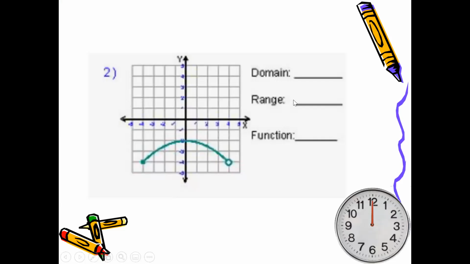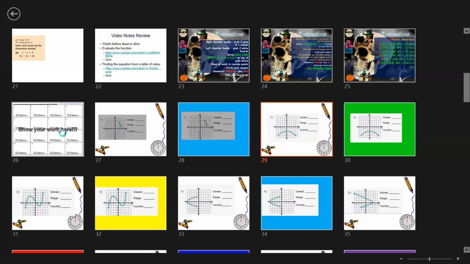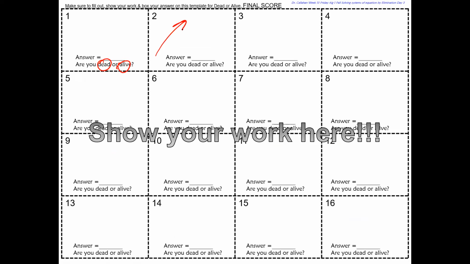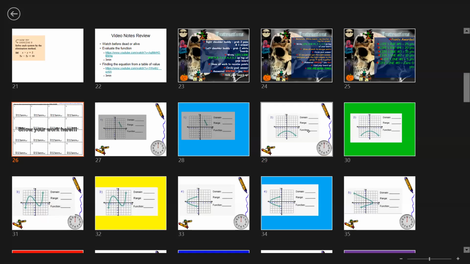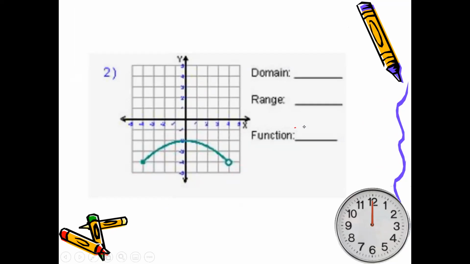Okay, let's take a look over here. Question number 2. What is the domain? What is the range? And is it a function? So pause the video and copy this down under box number 2. If you're wondering what box we're in, we are actually on this box right here, box number 2. So for box number 1, make sure you write if you're dead or still alive. So pause the video and answer the following question.